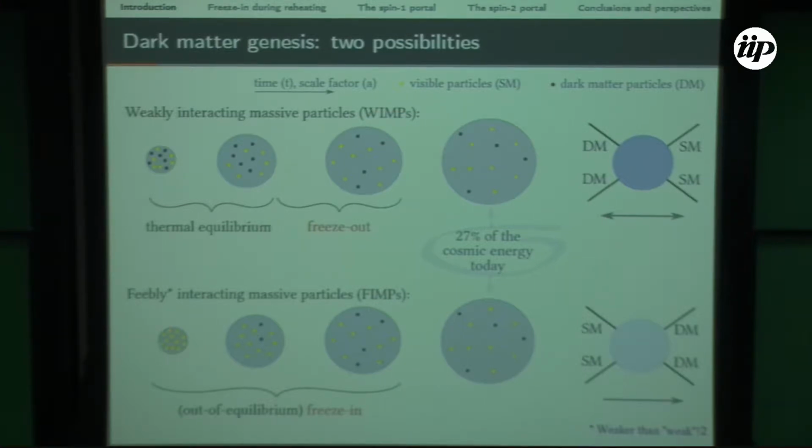So another possibility is that the visible sector started producing dark matter, but before this thermal equilibrium situation could happen, the production rate of dark matter started to vanish, and then we have the same final relic density that we see today. This is the freezing production, this freezing mechanism, and for this to be possible, the couplings between both sectors need to be weak enough, so they are the feebly interacting massive particles, the FIMPs, to avoid thermalization at the beginning.